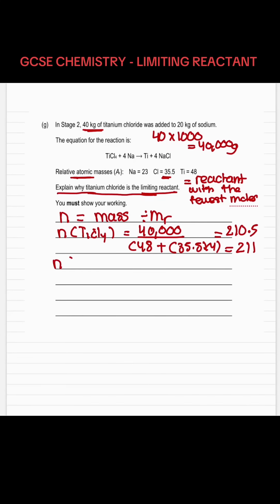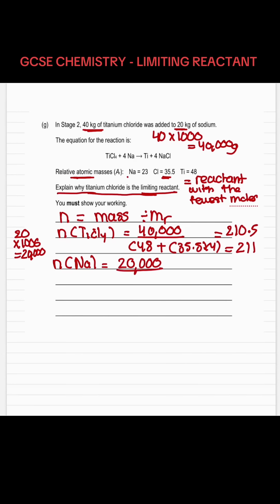Now we'll do the same for sodium. So moles of sodium. That's the mass over here, which is 20 kg. So we just need to convert 20 kg into grams. So it's the same thing. 20 times by 1,000 is equal to 20,000. So we can write the mass as 20,000 over here.